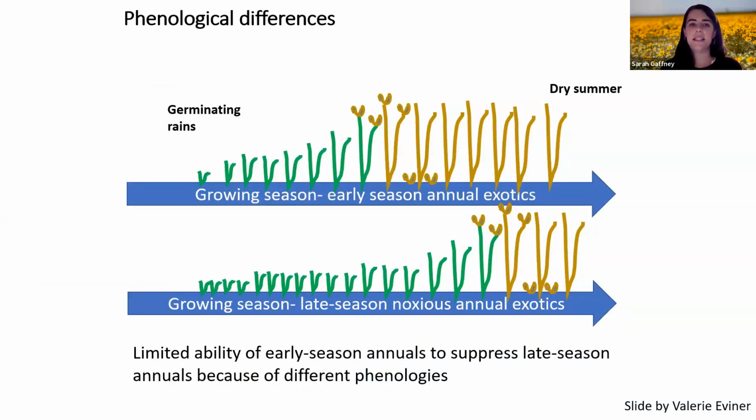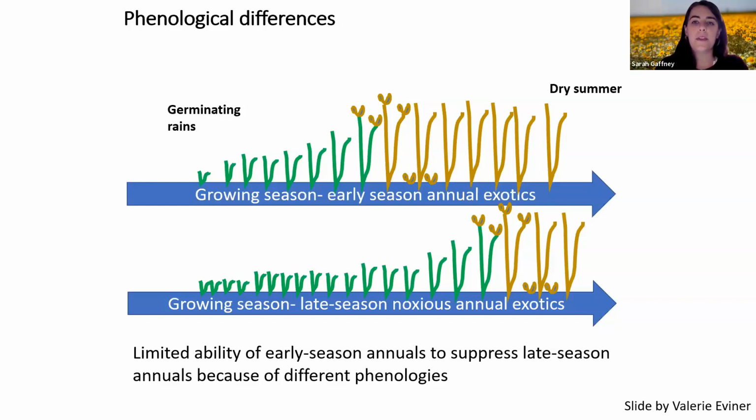These two groupings are not just that one has already invaded and one is invading now; they also have phenological differences. The word phenological is based off of time. It just means the time that they are flowering. The naturalized grasses are this first bar. They are called early season annual exotics because they bloom earlier in the season than our noxious weeds. Both groups germinate at the same time in the fall with the first big germinating rain, so they're called winter annuals because they're growing in the winter.